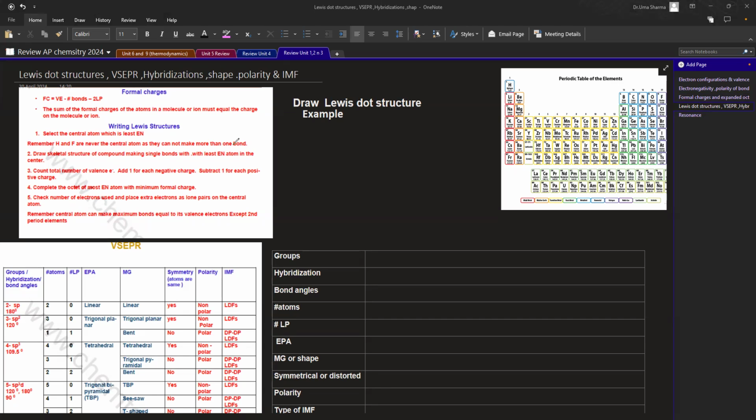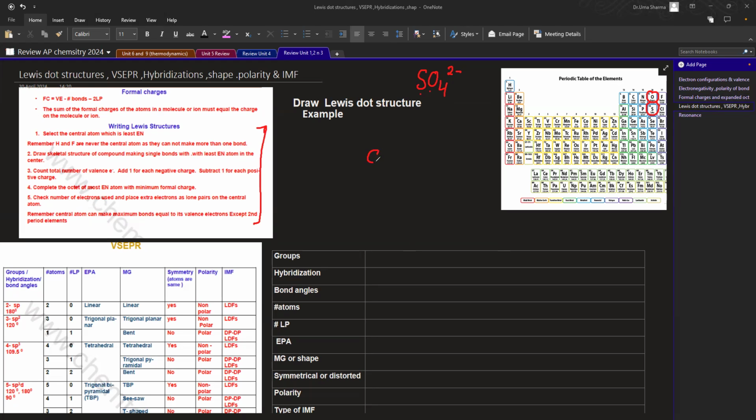These are the rules to make the Lewis-Dot structure. We are starting with an example. The example which I'm giving you is SO4 2-. Follow the rules. Rule number 1 says select the central atom in SO4 2-, select the central atom which is least electronegative. Oxygen is here, sulfur is here. So which one is the central element?